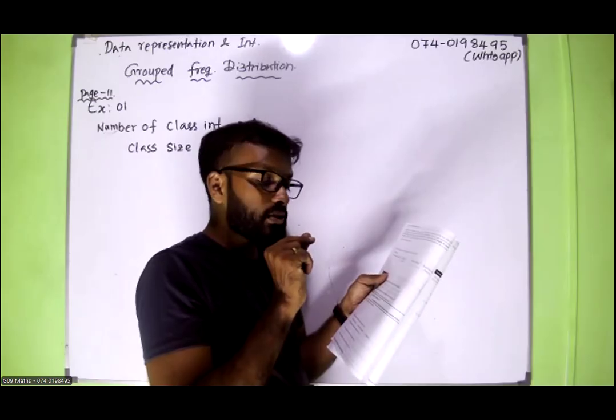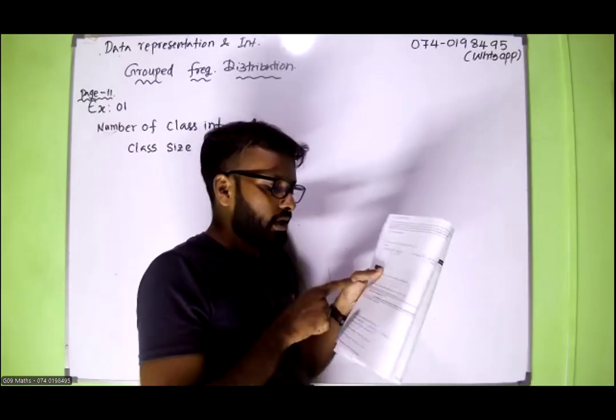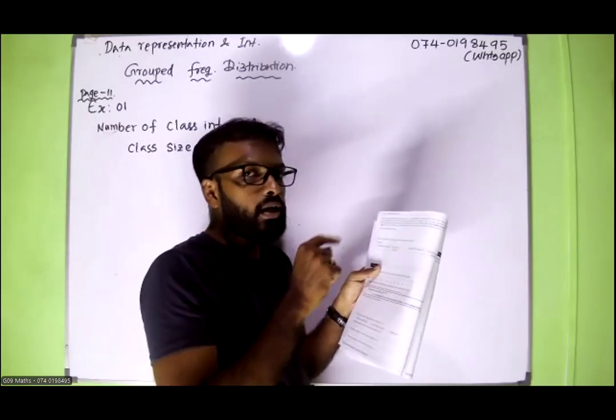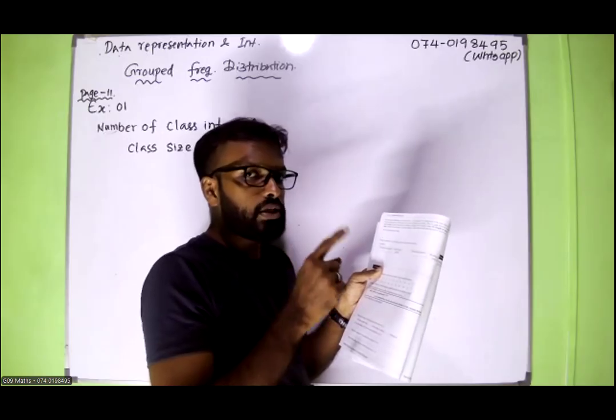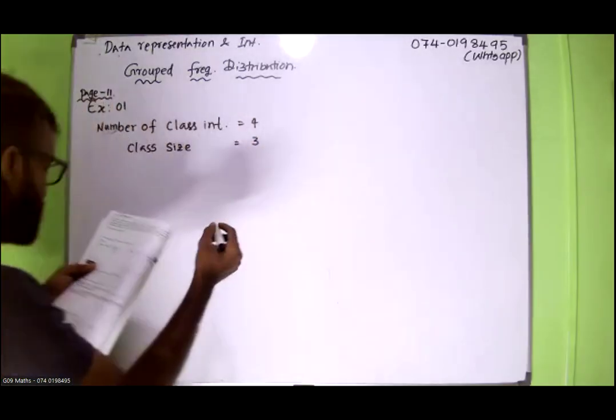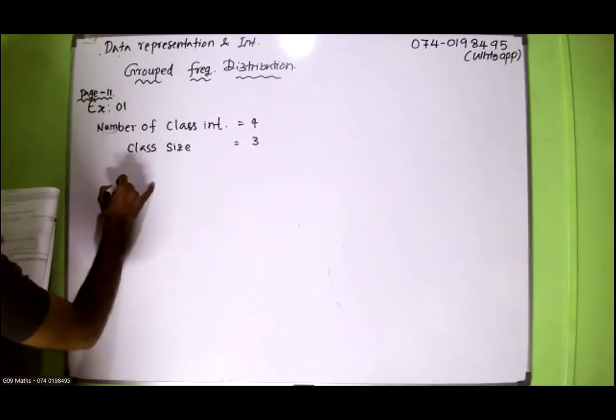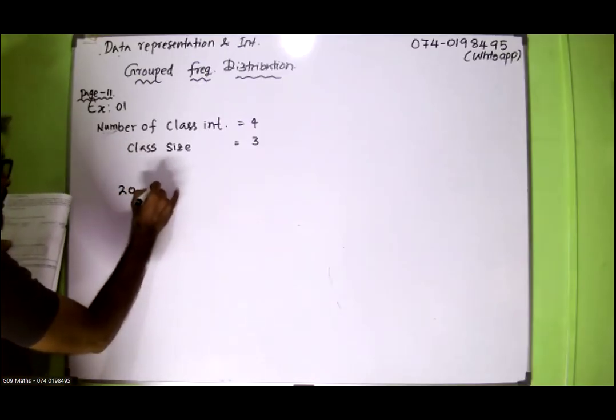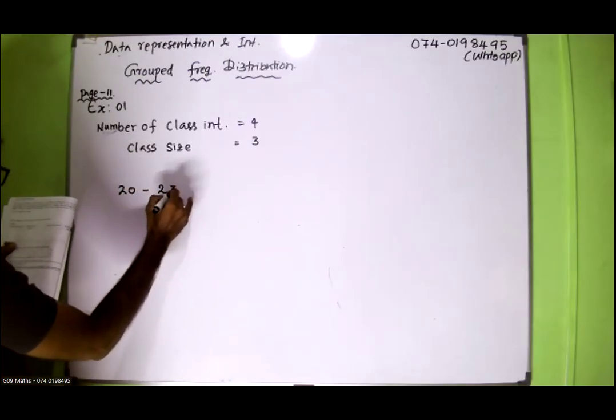And also the class size is 3. That means 20 plus 3, 23. So my first class interval is 20 to 23. Correct?